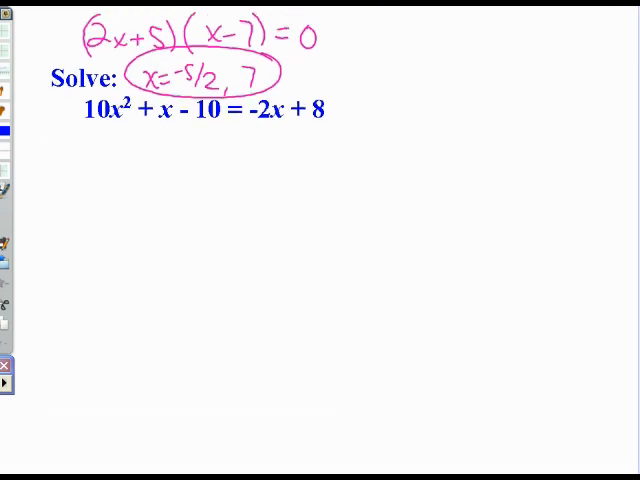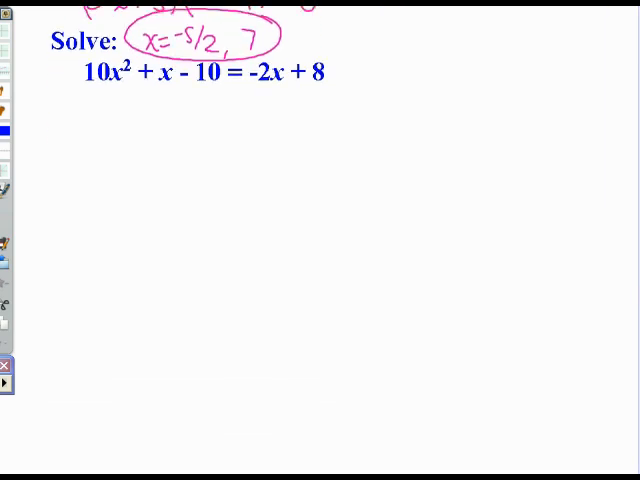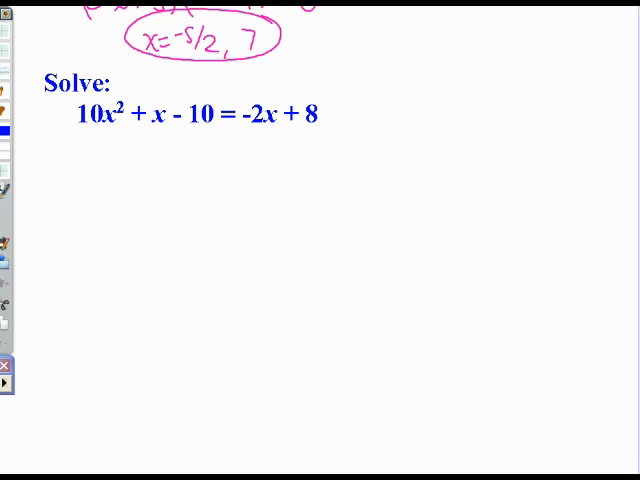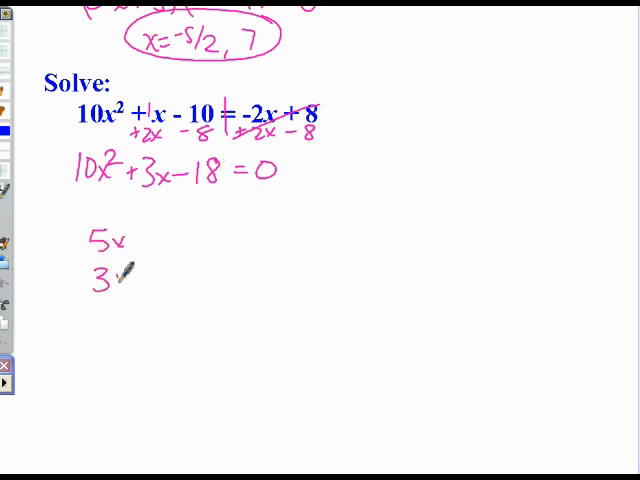Okay, let's look at the last one here. Get it in standard form. So add 2x and subtract 8 to get this side equal to 0. So 10x squared plus 3x minus 18. All right, now we can use our AC method, do 5x and 3x. That's our A term. And then what, 3 times 6? We're looking for different signs, so a difference of 3. 9 and 30 do not have a difference of 3.